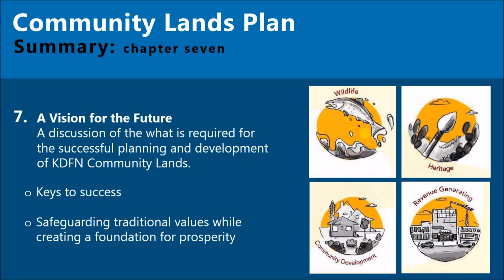Those lands need to be generating revenue, and that really is going to form the basis of a prosperous future for Kwalndun. So that's basically, in broad strokes, what chapter 7 deals with.